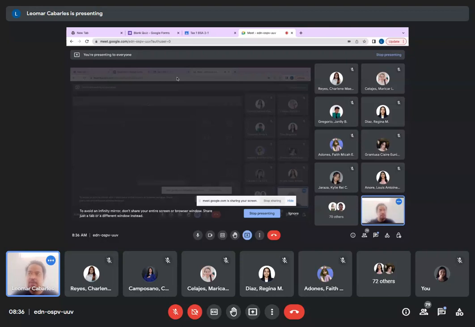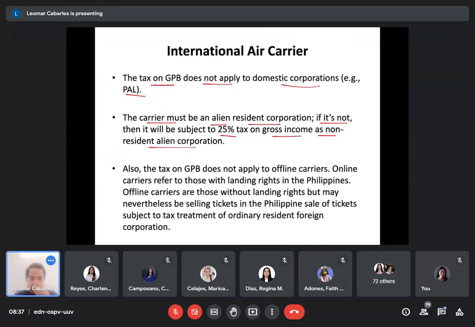Taxation on GPB does not apply to non-resident foreign corp. Okay? Kaya naman, ang GPB, hindi siya applicable sa mga offline carriers. Ito yung mga walang landing rights. Walang landing rights sa Pilipinas. Kasi lalabas, pagka wala kang landing rights, non-resident foreign corp ka. So hindi sa'yo applicable ang GPB.